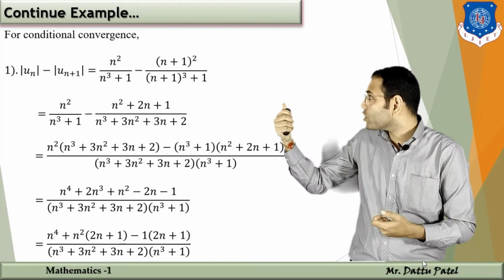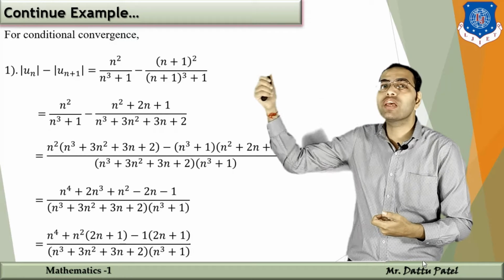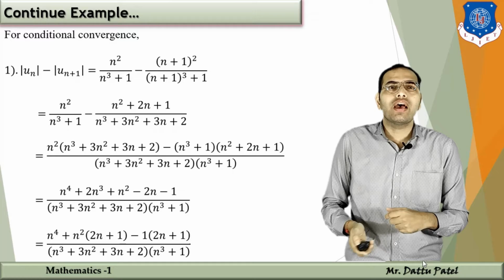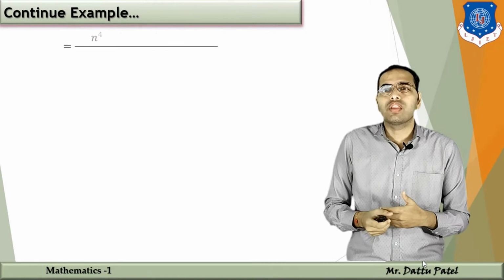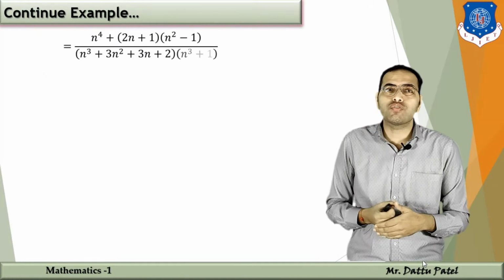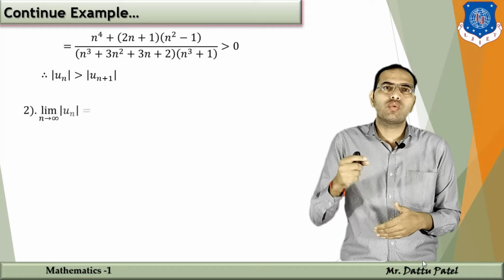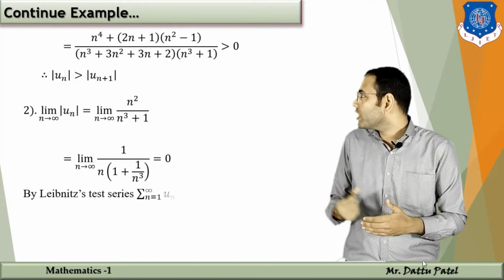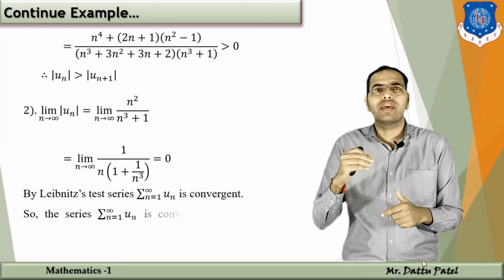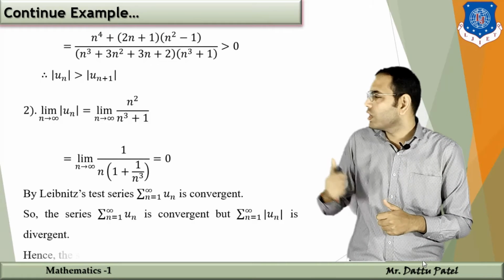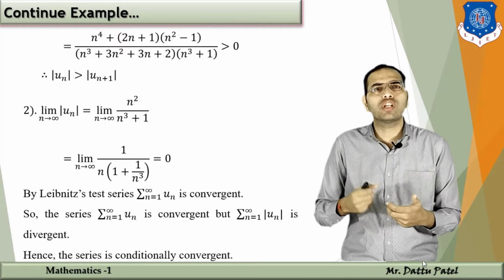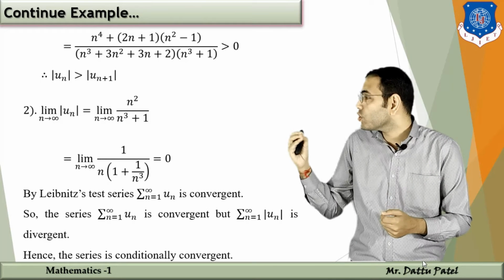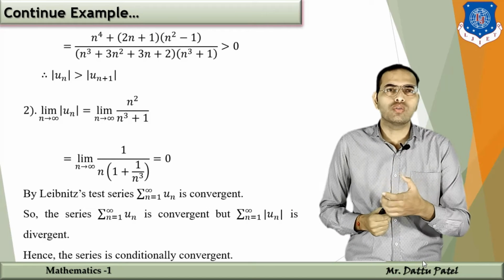Now substituting the values of un and un plus 1, simplifying, expanding the brackets and cross multiplying, we get n raised to 4 plus 2n plus 1 into n square minus 1 in the numerator, and in the denominator, n cube plus 3n square plus 3n plus 2, another bracket n cube plus 1. In this term, substituting n equal to 1, 2, 3, 4, 5 and so on, the answer is greater than 0 for all n belongs to N.